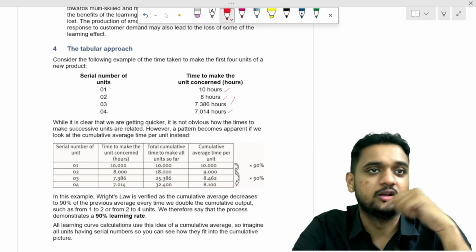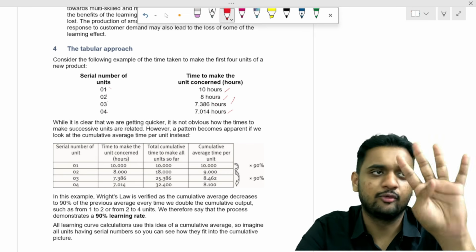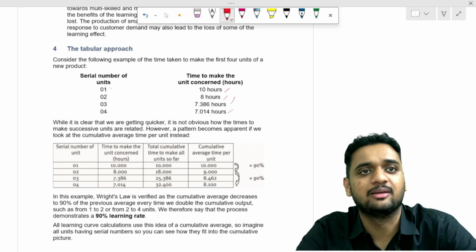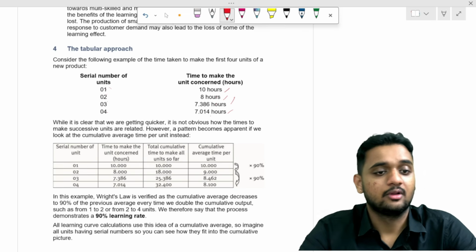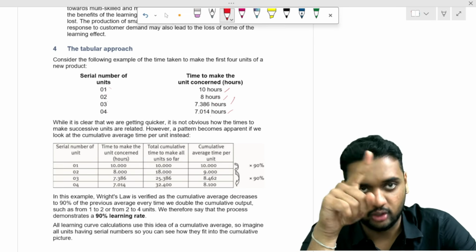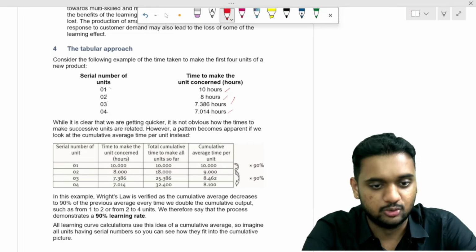But what do we want? Cumulative average time. For the fourth unit, how will you find the cumulative average time? Add what? Exactly. Total how many hours taken for 4 units, divided by that, you will do now. That's what we are going to do.